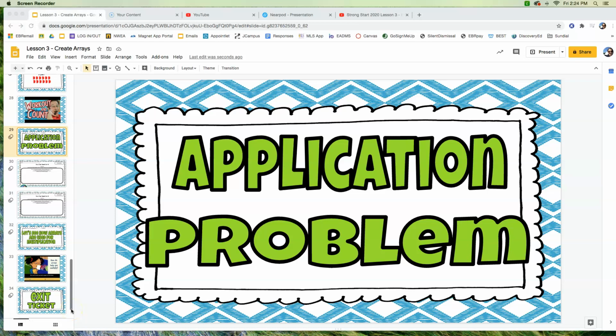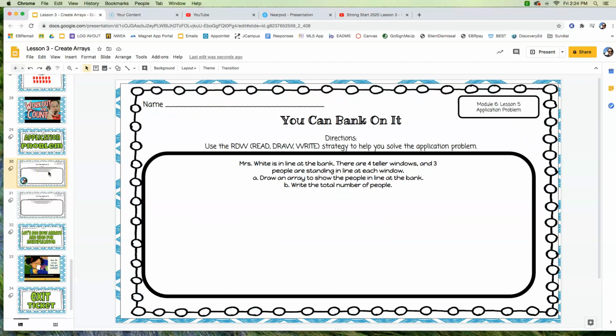All right, guys, now that we've worked out our brains and we've worked out our bodies, let's go ahead and get started on our application problem. We're looking at this problem here, and we're going to use the RDW, read, draw, write strategy to help you solve the application problem. Go ahead and take a moment and work it out. I want you to do it on your paper as best as you can, and then I will go through it with you.